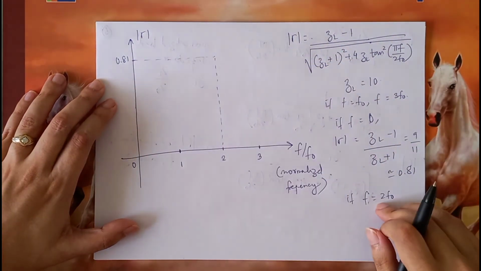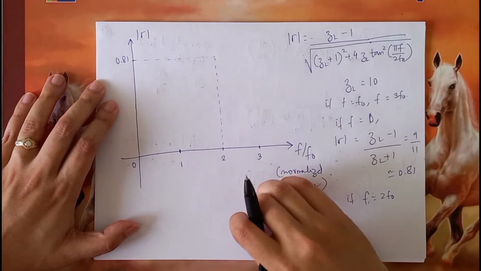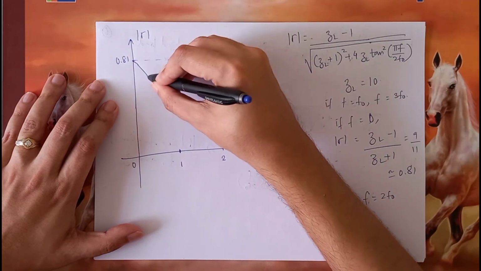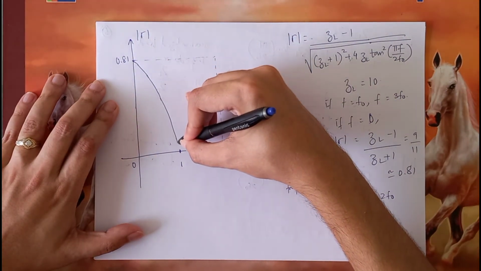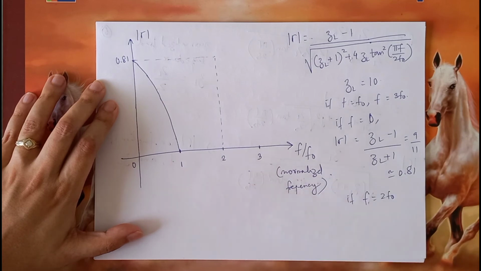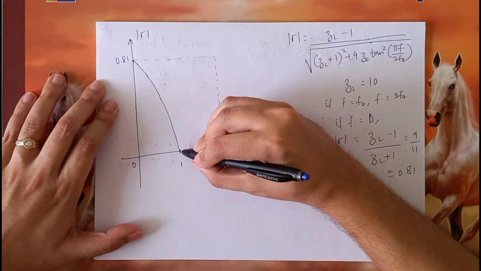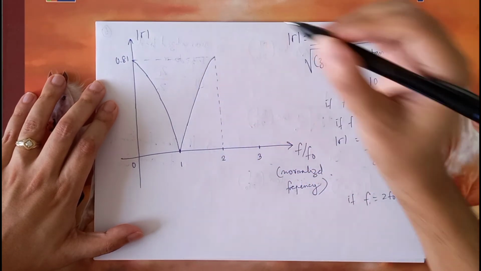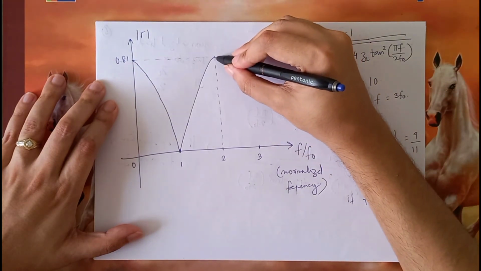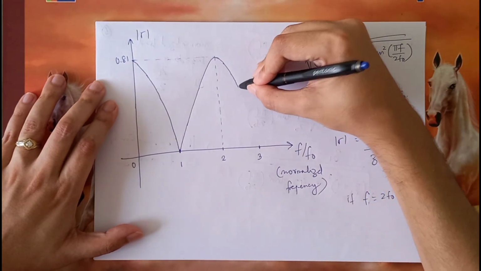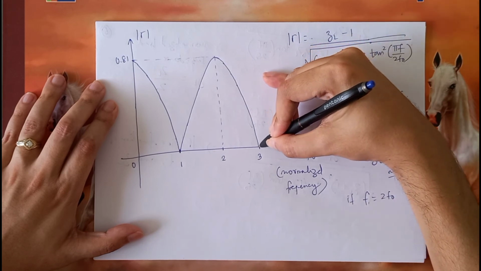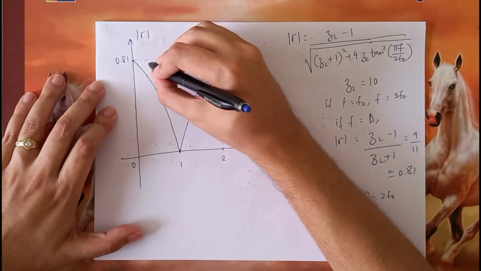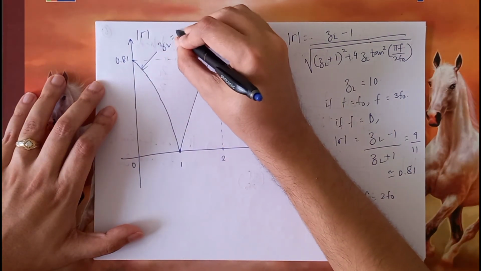So if you plot these other points using some numerical tool or calculator, you will see something of this kind. It reaches 0 at 1, again rises to 2, then again drops down to 0 at 3. Right? This is when ZL equals 10.